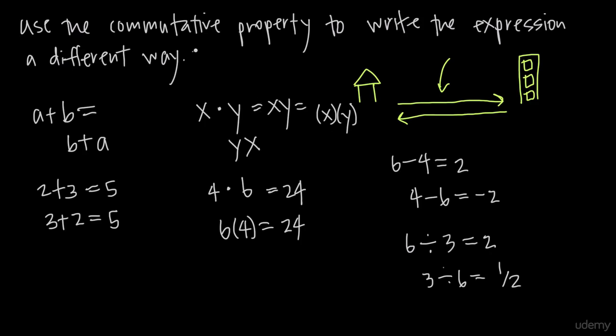So just remember, the commutative property for addition and for multiplication tells you that the order of addition and the order of multiplication doesn't matter. You're still going to get the same result.